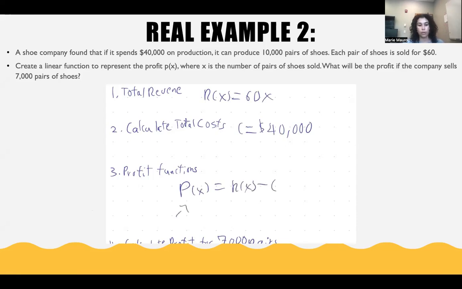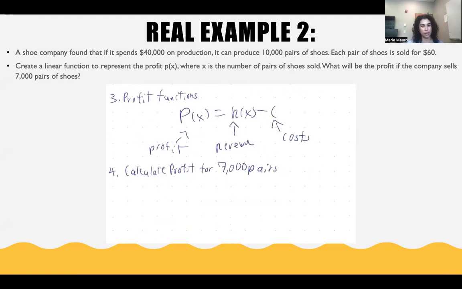So again, our P of x is the profit. And R of x, that is our revenue, how much we are making before we subtract the cost, which again, C is the cost. So it's important that we remember to include that because that is how we get our total profit.